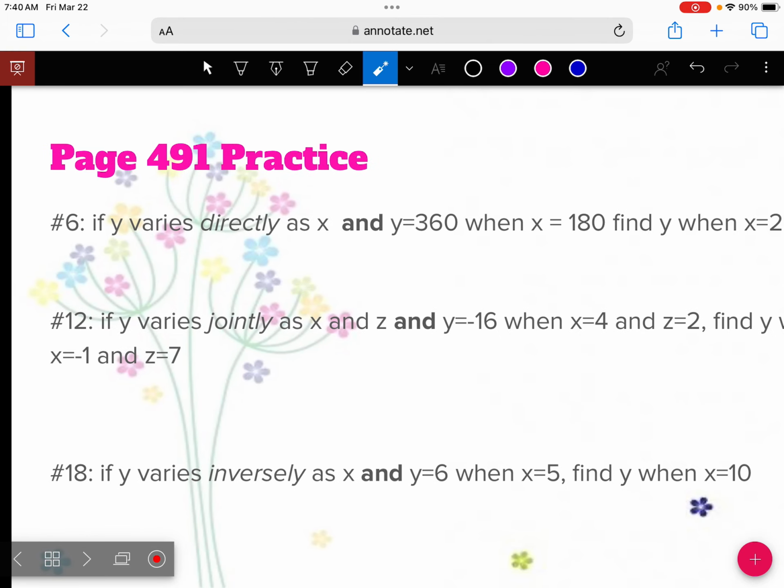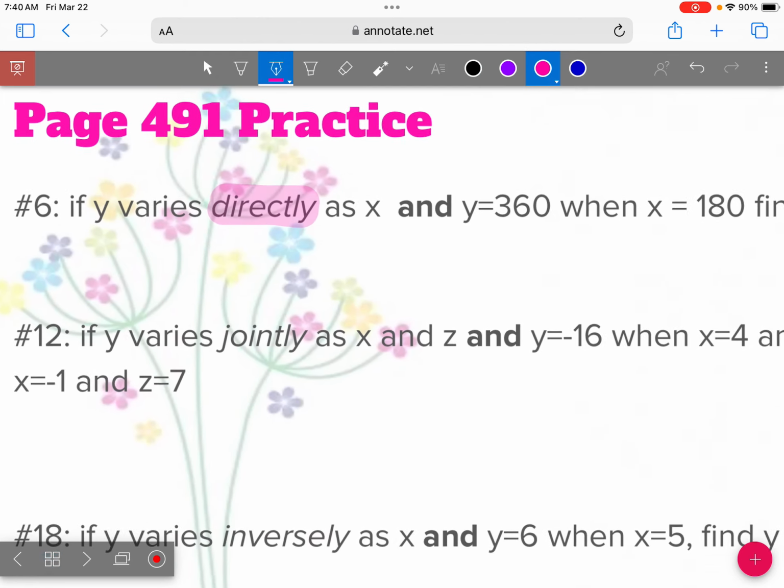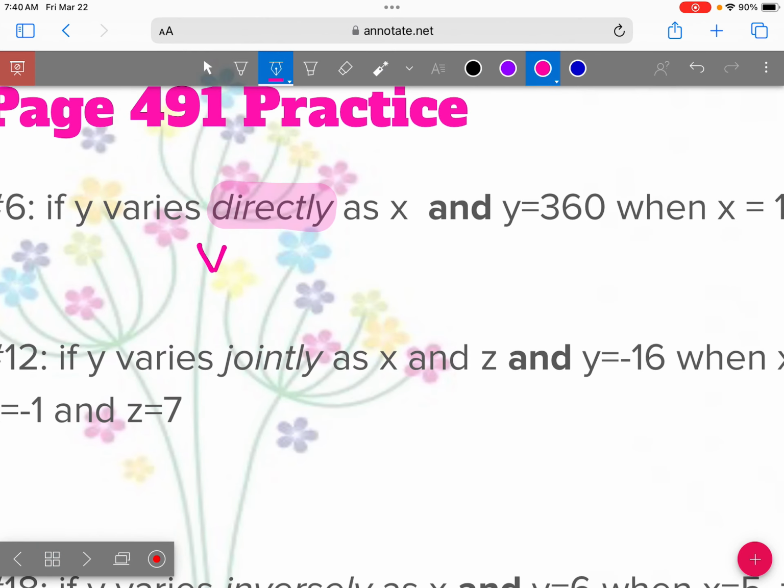All right. So we got if y varies directly as x. That means we know this is a direct variation. Direct variation, y equals x times something. That is direct. It's what we're used to. You can do xk, you can do kx. I don't care what order it's in. Multiplying doesn't matter.